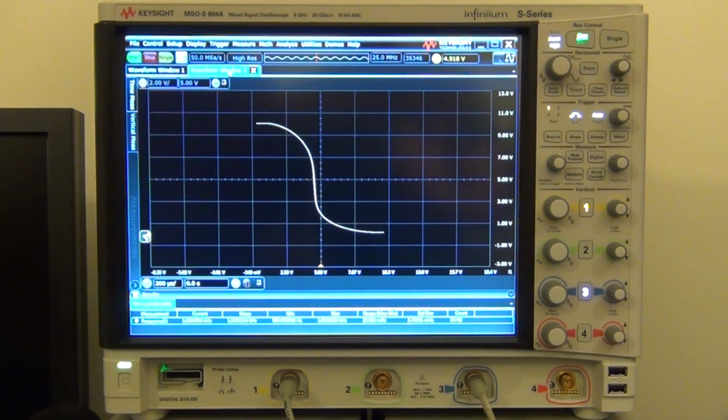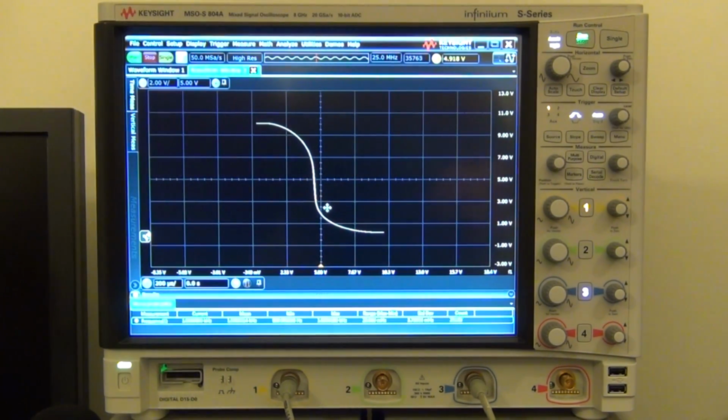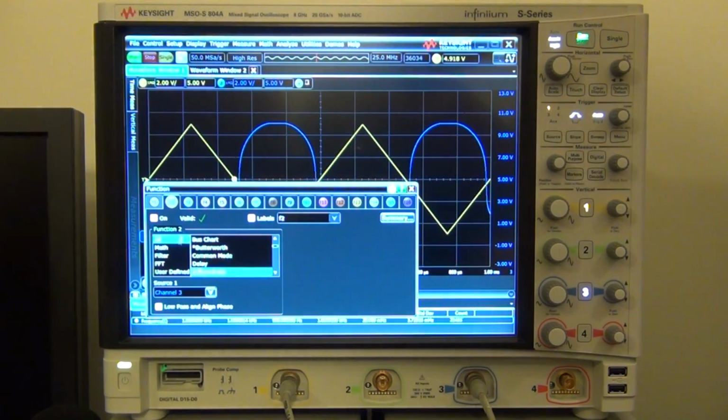So what we can do with this is we can go ahead and use an XY mode on this oscilloscope. What this does is it takes one channel and plots it on the x-axis, and then for each value it plots the corresponding y value using another channel, so channel 3. So this gives us the transfer characteristics, which is the same thing that we were able to get from the Keithley source meter.